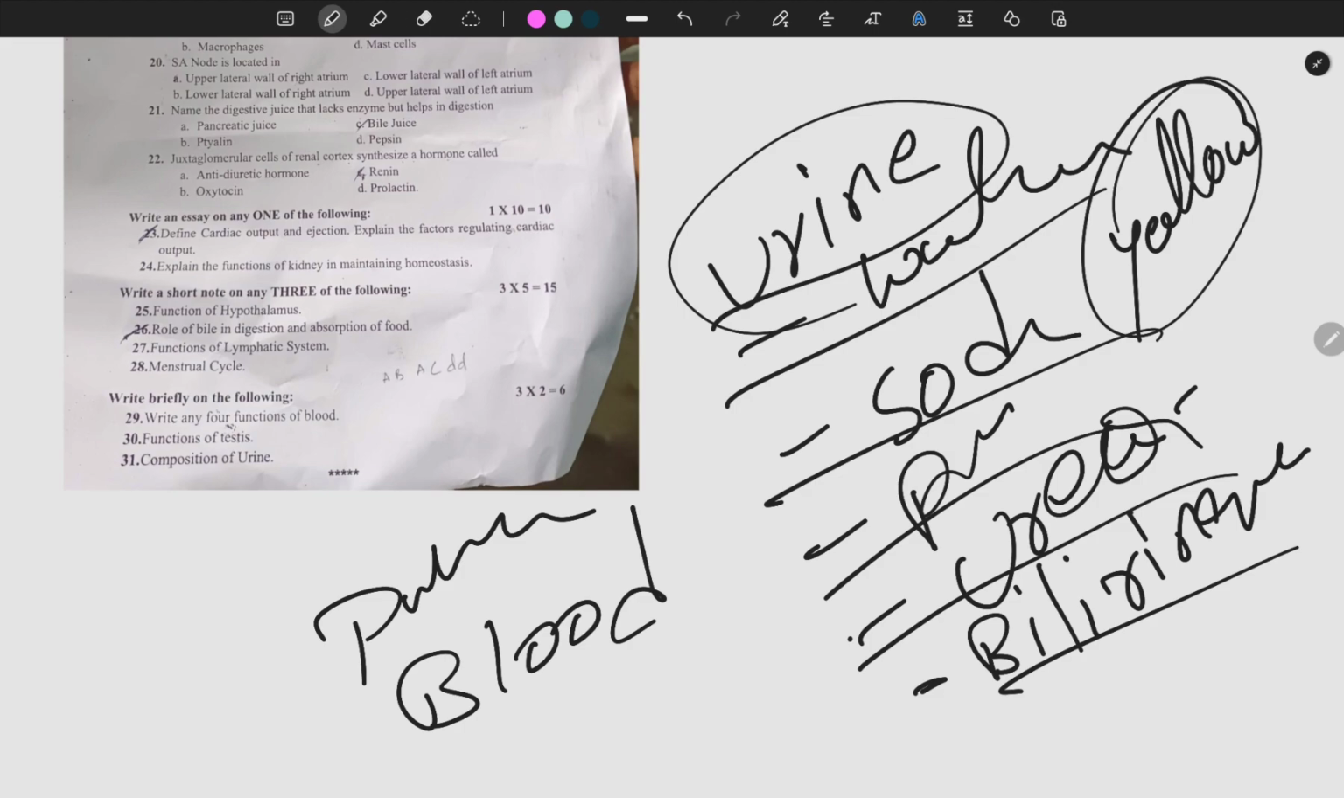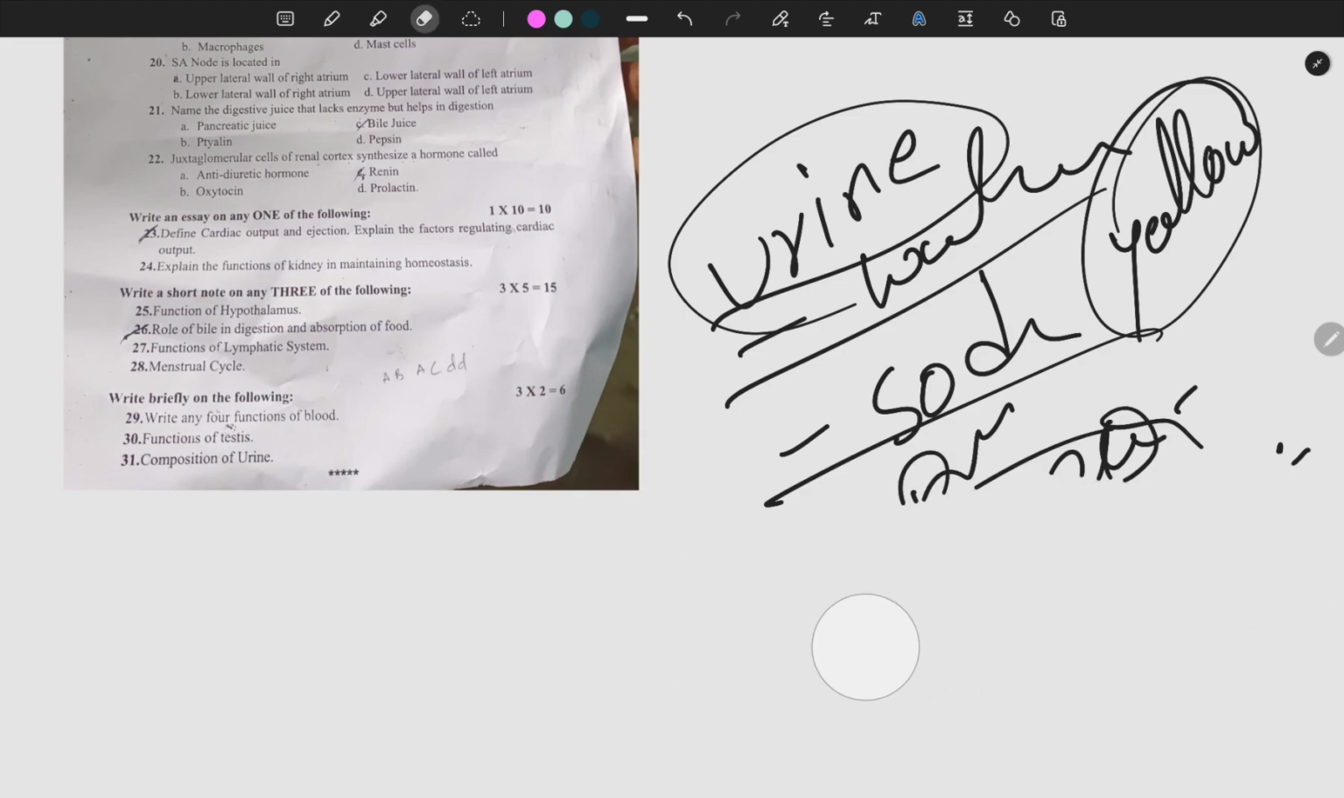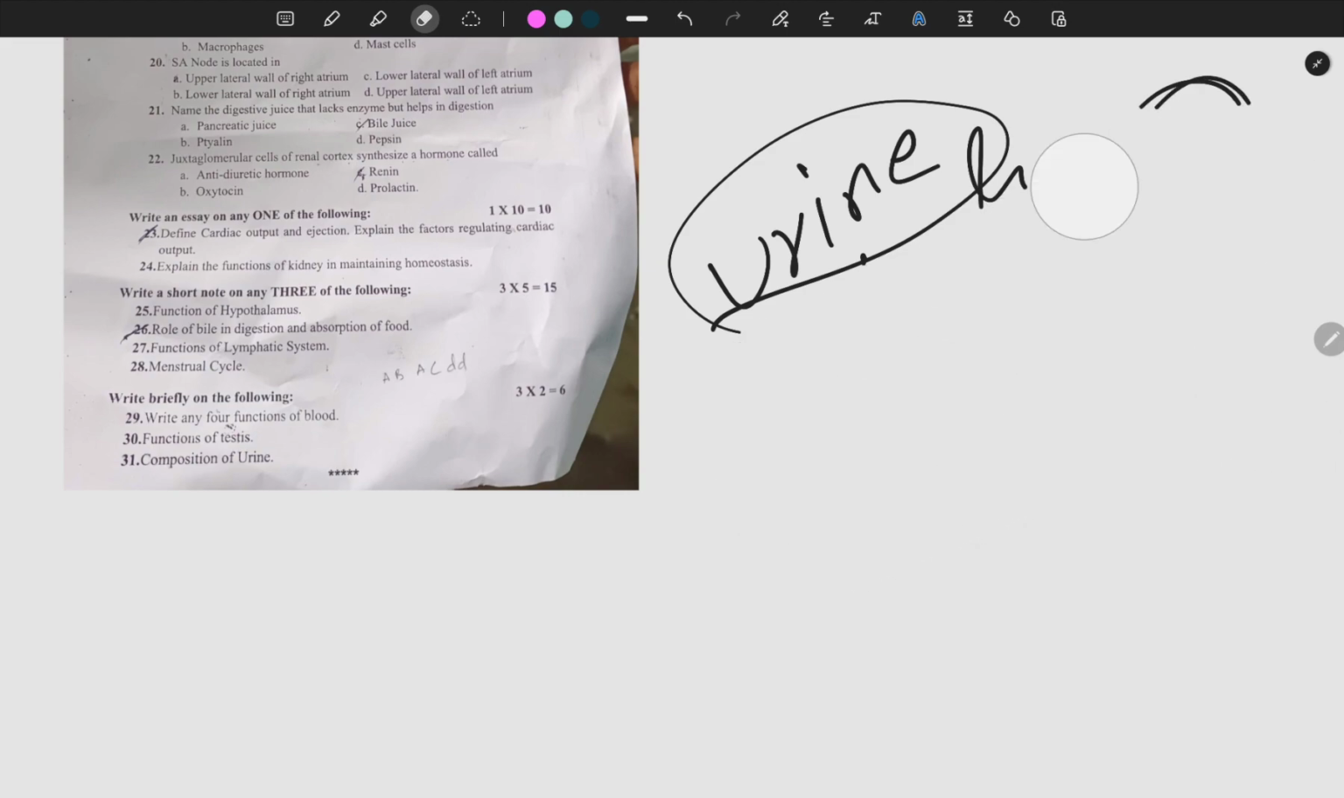So this is the question paper of physiology. How much have you written in the exam? Please calculate by yourself.